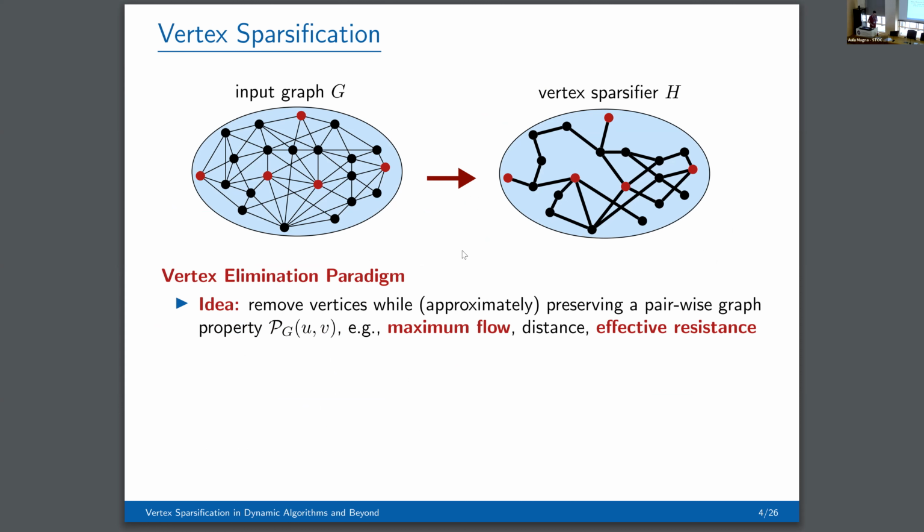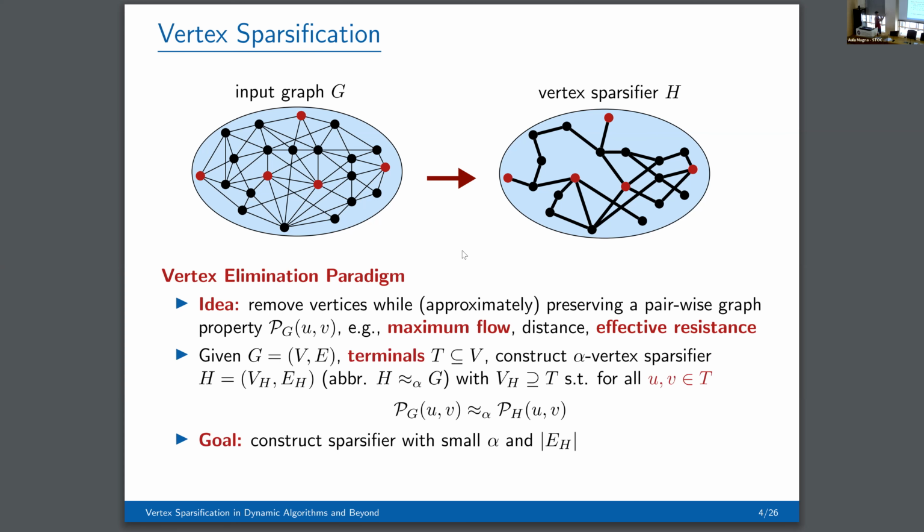So the idea is fairly simple. I'm given a graph. I have a set of vertices. Some of them are red and some of them are black. The red vertices are the vertices that I care about. And I would like to construct a sparsifier that retains these red vertices. So it must contain these red vertices that I care about and preserve some graph property, say, I don't know, maximum flow, shortest path distance. But now, the black vertices you can get rid of, essentially.